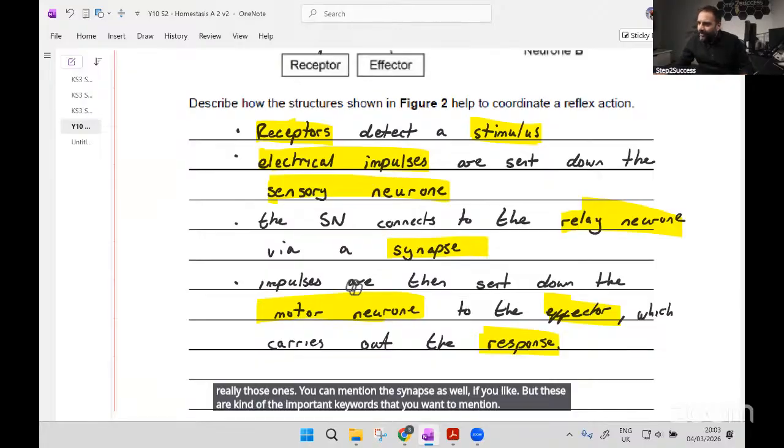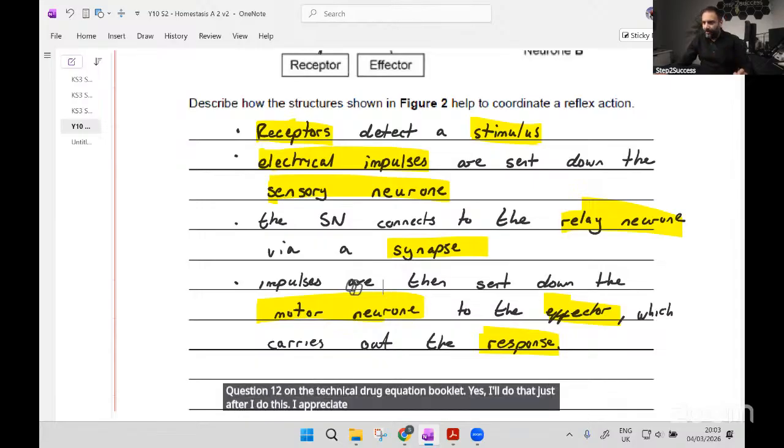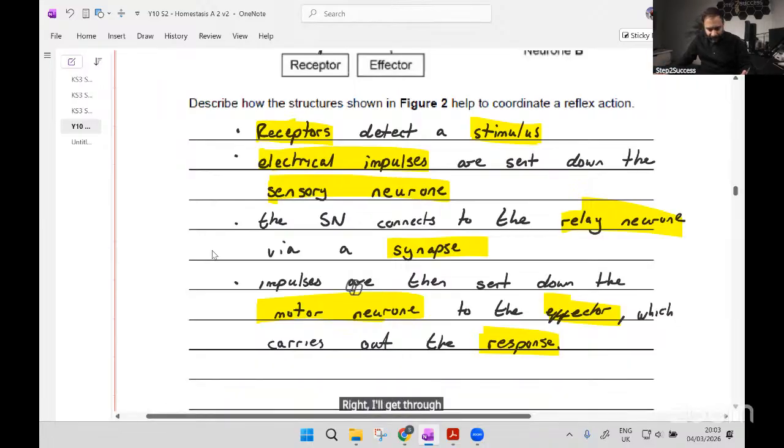Question 12 on the quadratic equation book. Yes, I'll do that just after I do this. I appreciate that you're behind in terms of the questions, the booklets that everybody else is doing, because you attend on a Thursday. Right, I'll get through these 3B, 4B, 6B.